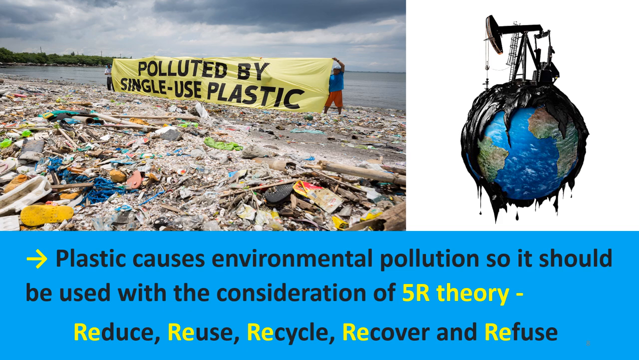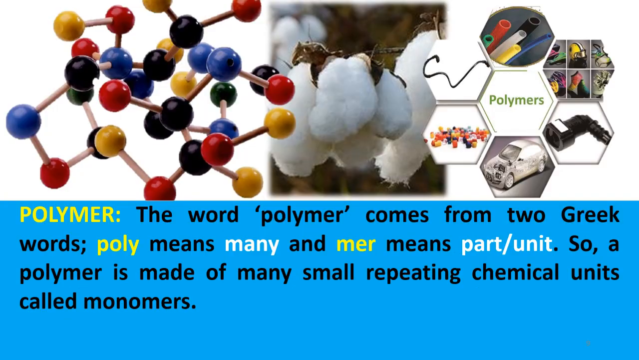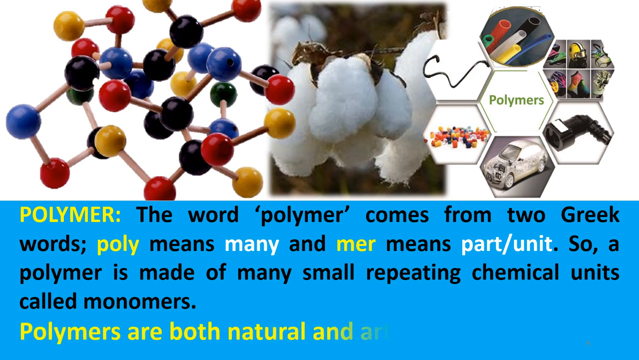The next keyword is polymer. The word polymer comes from two Greek words. Poly means many and mer means part or unit. So, a polymer is made of many small repeating chemical units called monomers. The polymers are both natural and artificial.